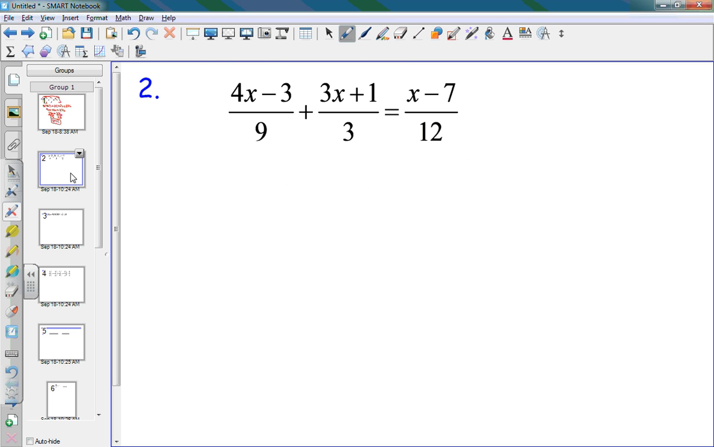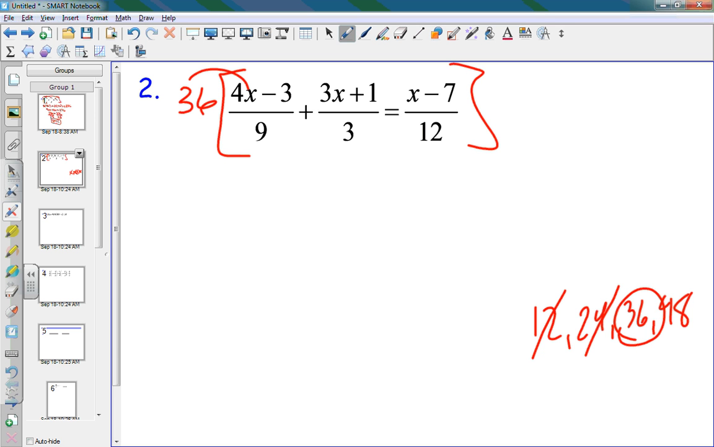Number 2. I'm looking at my denominators. I see a 9, 3, and 12. How do I find my LCD? I take the biggest number, and that's 12: 24, 36, 48, 60. I ask myself, does 9 go into 12? No. Does it go into 24? No. Does it go into 36? Yes. Does 3 go into 36? Yes. So therefore, this is my LCD. Do we all understand that?